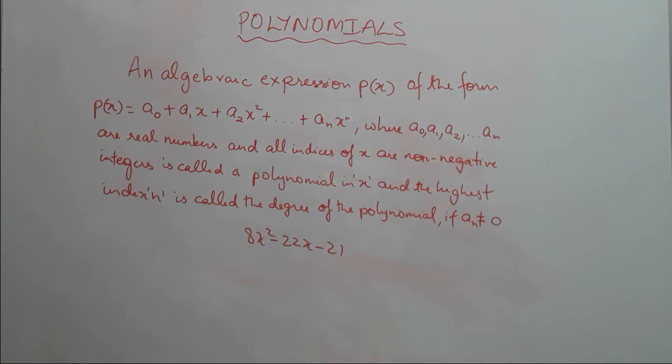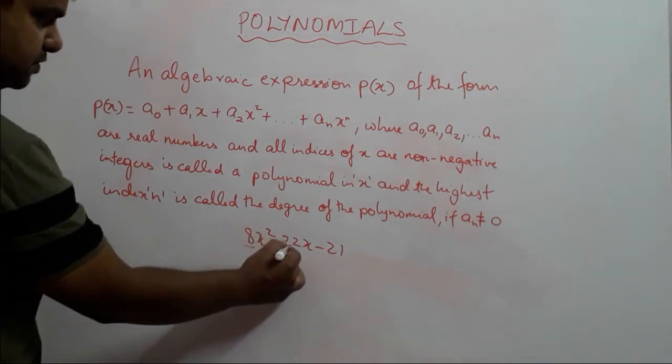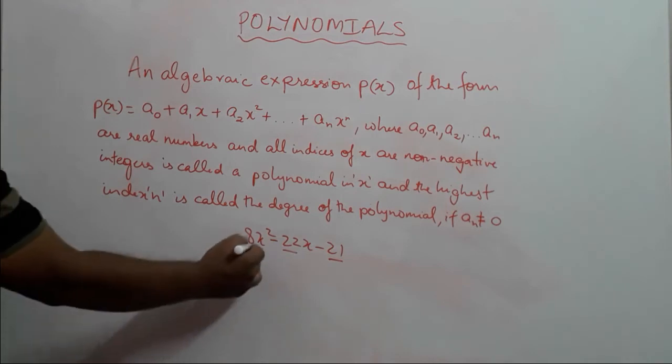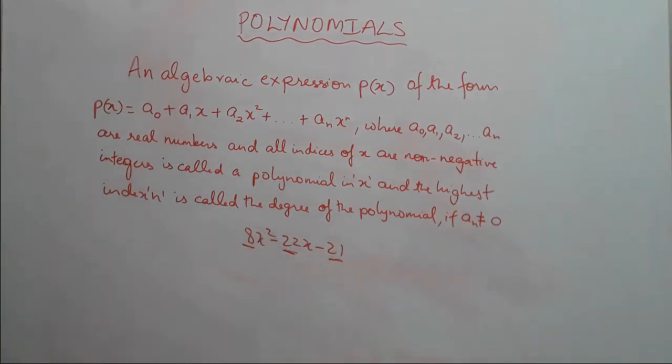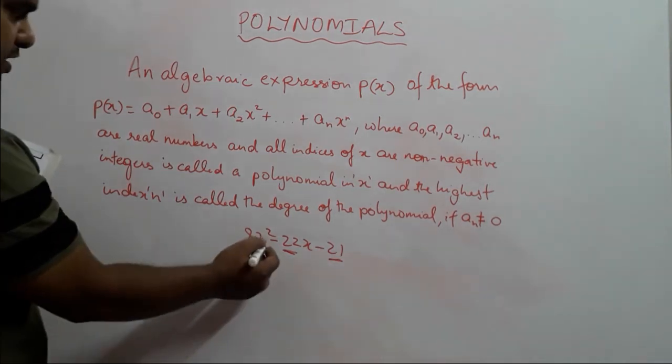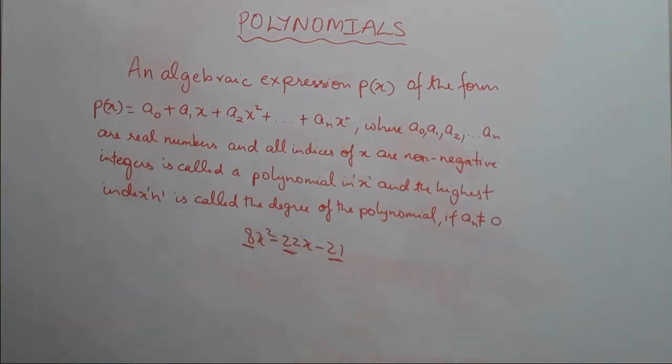Now it says where a0, a1, a2 are real numbers. So these are real numbers. Have a look. Okay, and all indices of x are non-negative integers. Indices of x, okay, are non-negative integers. So this always will be non-negative.